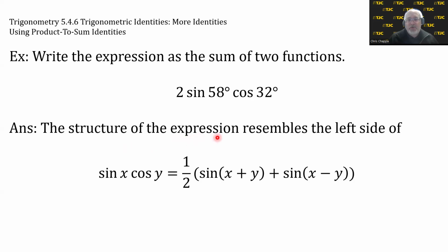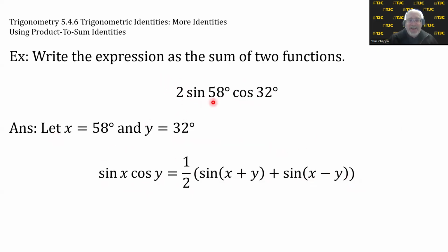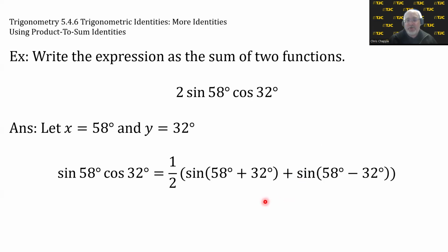Answer. The structure of the expression, 2 times sine times cosine, resembles the left side of sine x cosine y equals 1/2 times sine of x plus y plus sine of x minus y. We'll worry about this missing 2 in a moment, but for now, let's let x equal 58 degrees and y equal 32 degrees all the way across the identity. Every x becomes 58 degrees, every y becomes 32 degrees. And now let's just see what happens.